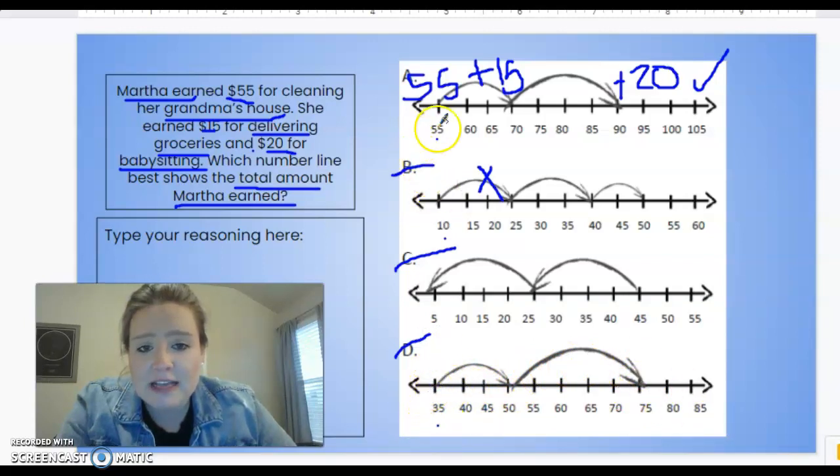So what could have happened is I could have started on 0 and jumped to 55, and that's the first amount of money she earned, plus 15 more, plus 20 more. Or they just start the number line on 55, and 55 is the amount of money that she earned at first. So letter A in this choice is your answer.